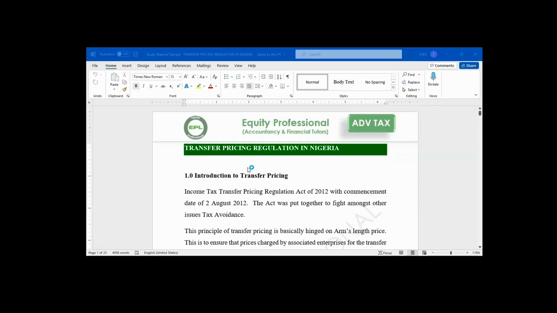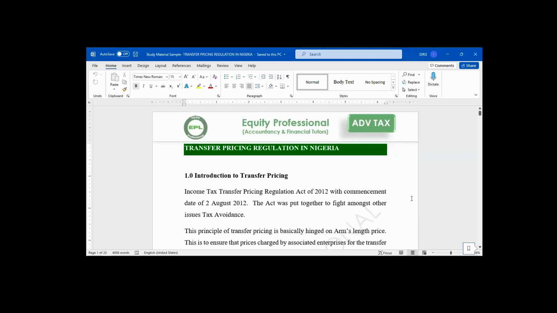Okay, tonight we shall be looking at a topic called transfer pricing. Last week we discussed pioneer legislation. We solved questions on pioneer legislation. So tonight's topic is called transfer pricing regulation in Nigeria.